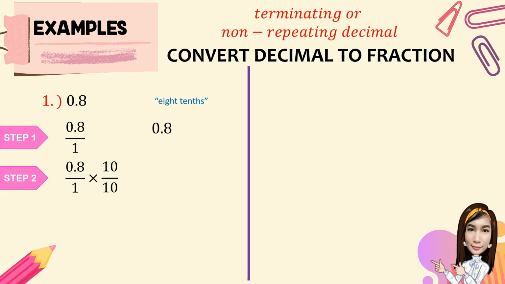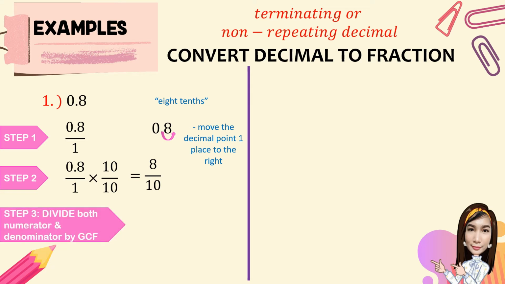So here, 0.8 multiplied by 10, we're going to move the decimal point one place to the right. So it will become 8. Then for the denominator, 1 times 10 is equal to 10. So we have 8 over 10. For step 3, we're going to divide both numerator and denominator by the greatest common factor. So 8 over 10 can be divided by 2 over 2. So 8 divided by 2 is 4. 10 divided by 2 is 5. So 0.8 or 8/10 is equal to 4 over 5.